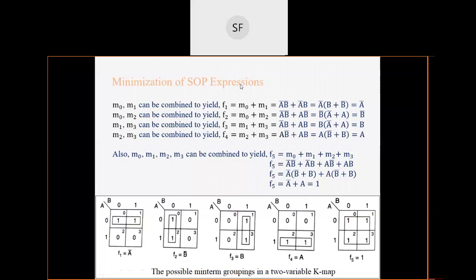Two cells will be adjacent when only one variable is varying. Out of two variables, one variable should vary and the other variable should be constant. So that is the definition of an adjacent cell. Now these are the maximum combinations. So now let's see that one by one.